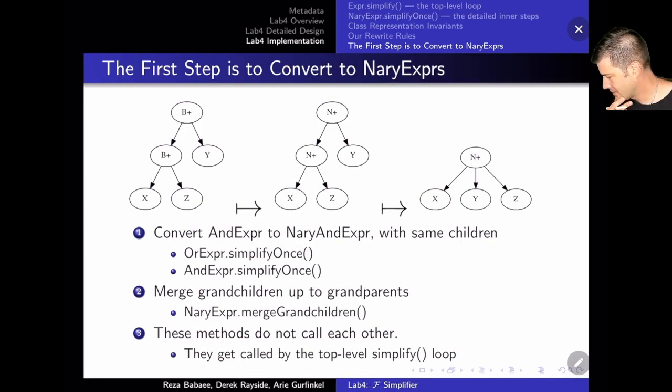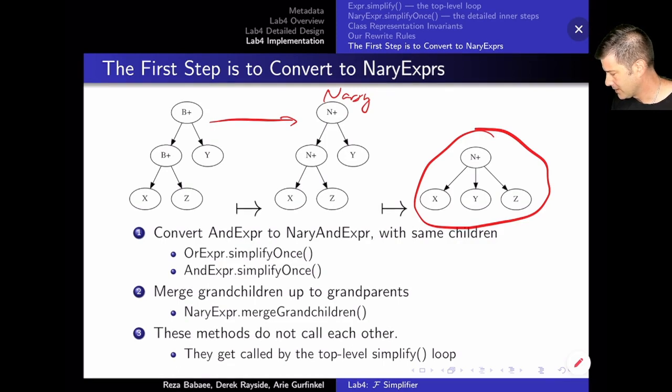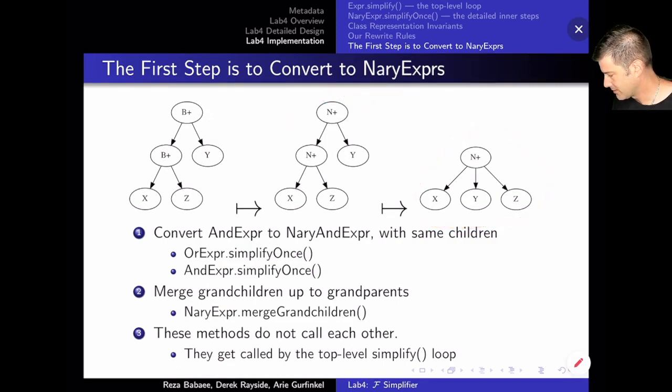So okay, this is what I just mentioned about converting n-ary expressions. We can do it in 2 steps, which will make life easier. The first step is to convert from binary to n-ary. So it's the same expression tree, but this is now an n-ary expression. And then we convert from n-ary expressions into flat n-ary expressions using merge grandchildren. And yeah, I think that's it. That's all the slides we have.